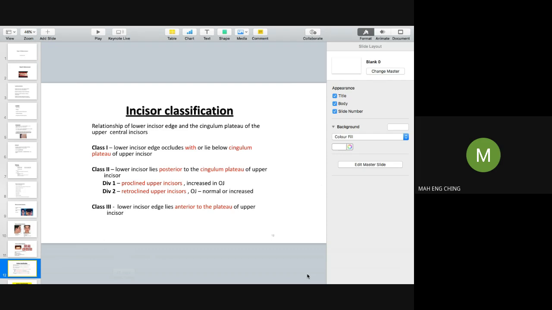So class 1, no issue, because in class 1 the jaw is not a problem. It's only the teeth and crowding. So if you start with a simple case, then always choose class 1. And class 2 and class 3, you do when you are an expert.